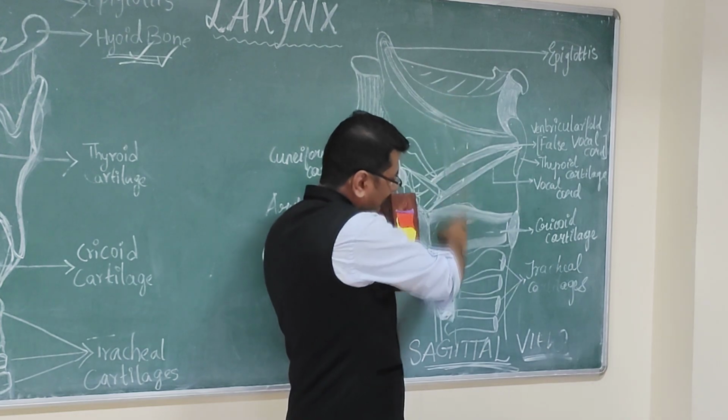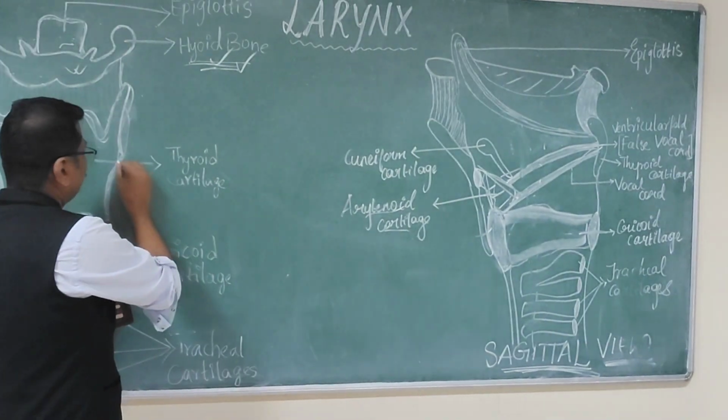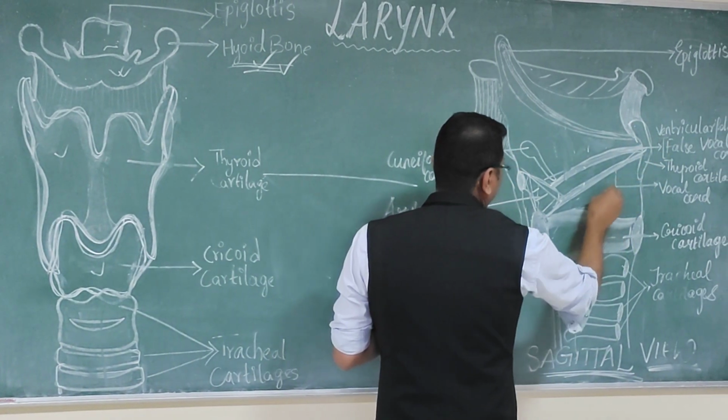Now I am seeing the sagittal view. In the sagittal view, the same things would be visible. The huge thyroid cartilage would be visible, and this is the thyroid cartilage.